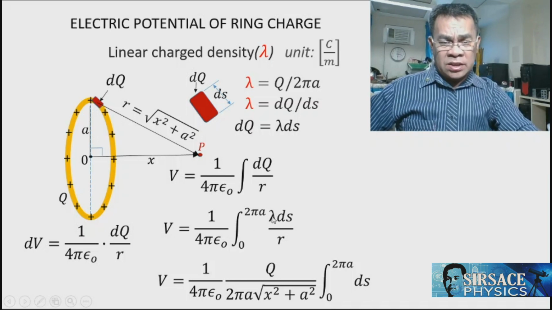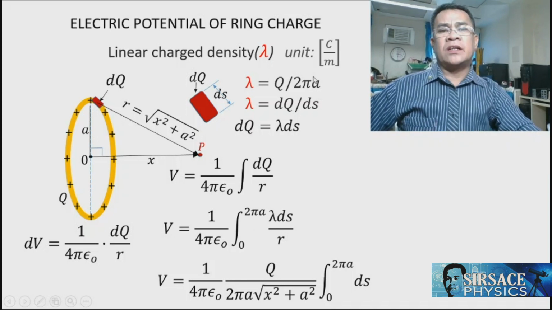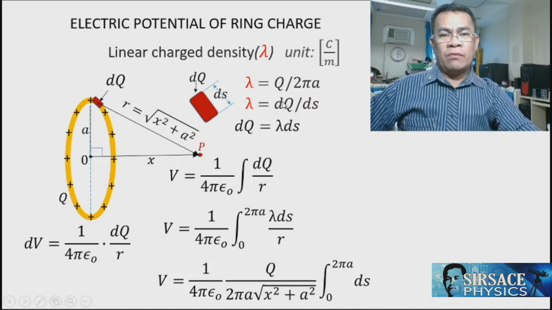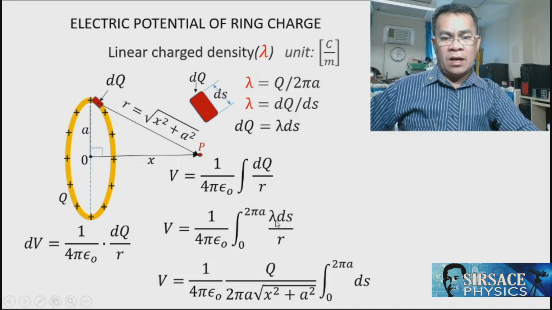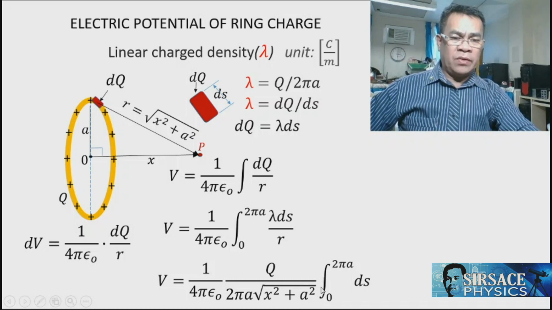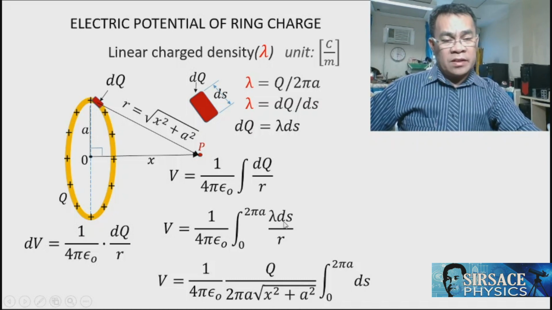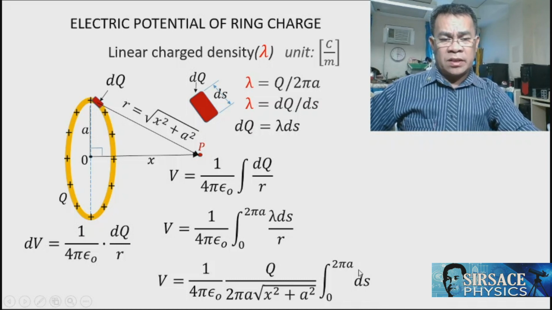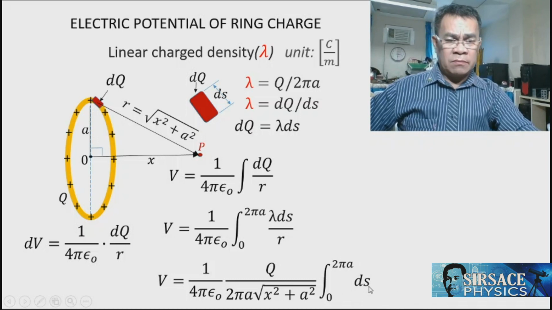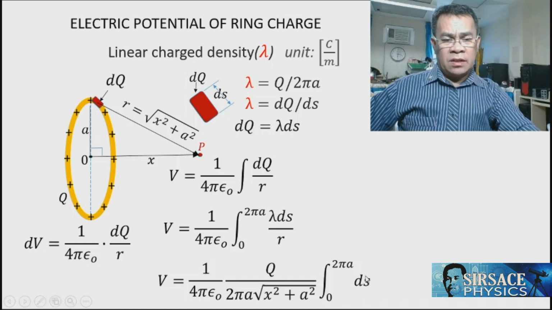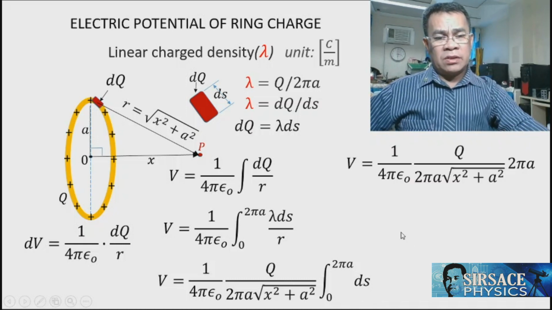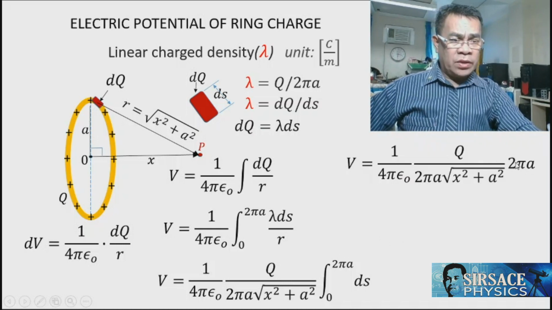But take note, what is linear charge density again? This is q over 2 pi a. So therefore, this is q over 2 pi a, while r outside is the square root of x squared plus a squared. So therefore, what we have now inside the integral is only the ds. So integrating, this is basic. The integral of the differential is the function, so we have this as is. The limit is from 0 to 2 pi a. Okay, so evaluating the integral, we come up with 2 pi a.